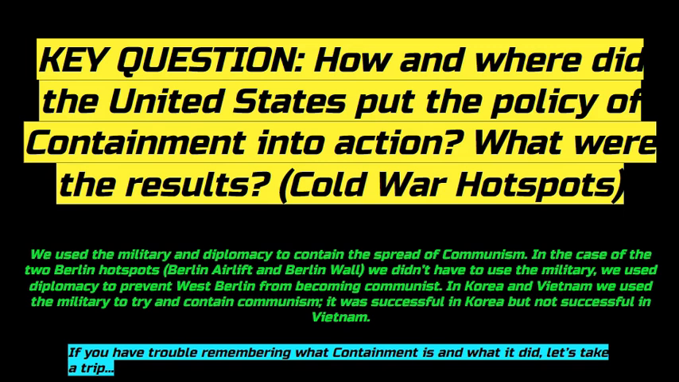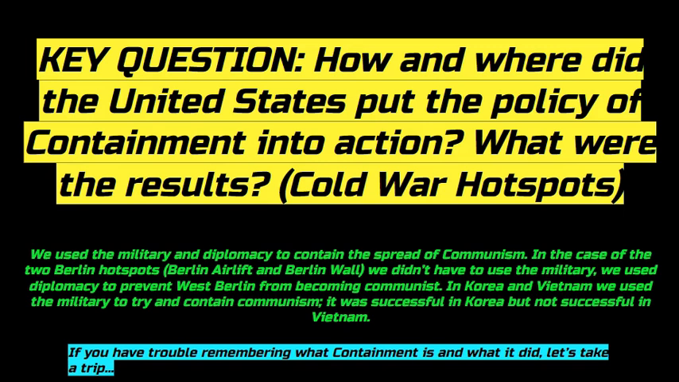How and where did the United States put the policy of containment into action? What were the results? Cold War hotspots. We used the military and diplomacy to contain the spread of communism. In the case of the two Berlin hotspots, the Berlin Airlift and Berlin Wall, we didn't have to use the military. We used diplomacy to prevent West Berlin from becoming communist. In Korea and Vietnam, we used the military to try and contain communism. It was successful in Korea, not successful in Vietnam.